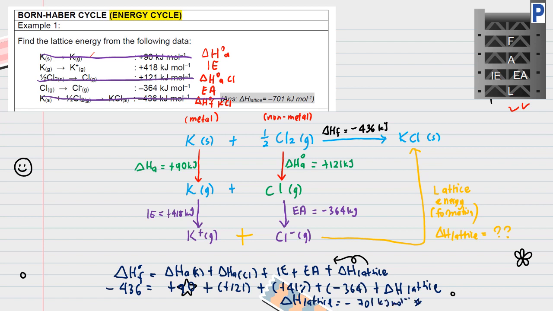So you will get the answers. So this is how you construct Born-Haber cycle. Alright, senang saja. You follow saja fail ni. Okay, then you won't get lost.